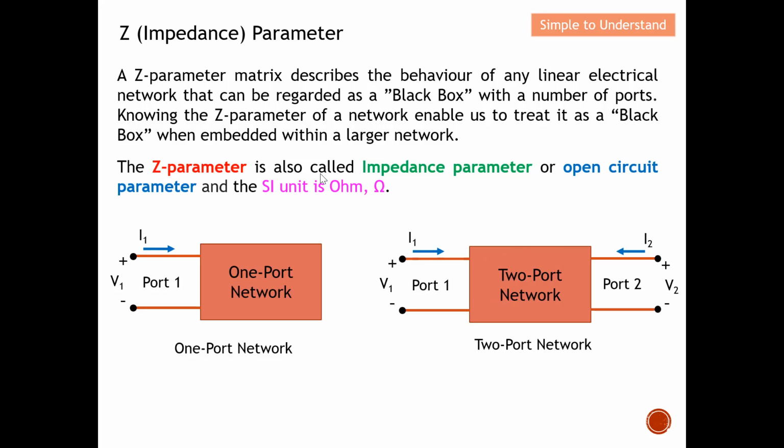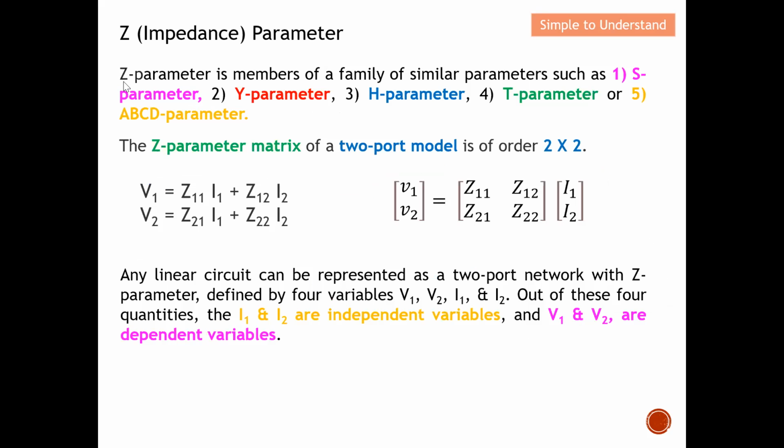The Z parameters are also called impedance parameters or open circuit parameters, and the SI unit is ohms. Z parameters are members of a family of similar parameters such as S parameters, which I believe you are very familiar with, and also Y parameters, H parameters, T parameters, or ABCD parameters. These parameters will be the series of discussion under the topic of parameters.